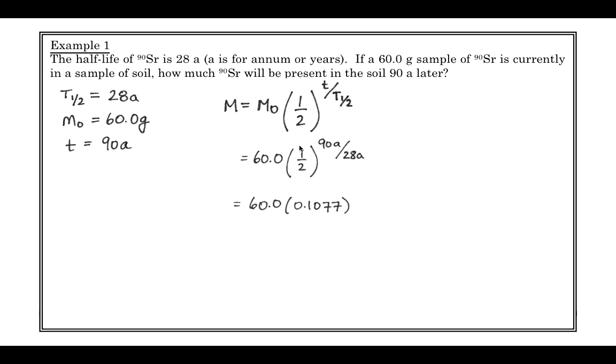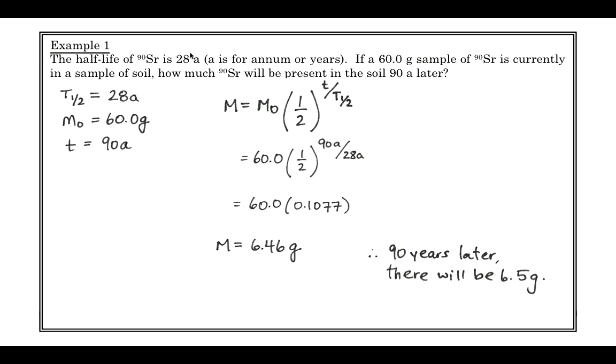So it's very important that this be done first, before this multiplication, or else we're not following BEDMAS and we'll get the wrong answer. And this comes out to 6.46 grams. So after 90 years, when we started with 60 grams, we have 6.46 grams left. And that just goes to show you how 28 years is a really super long half-life.